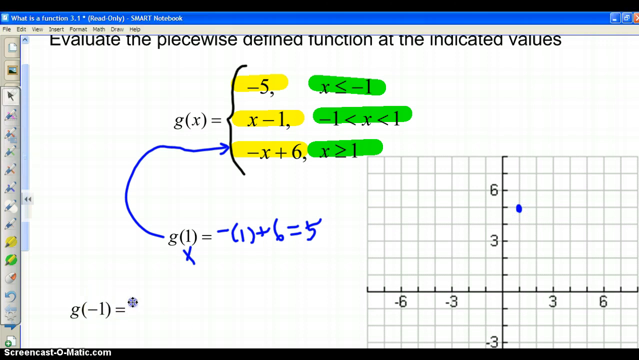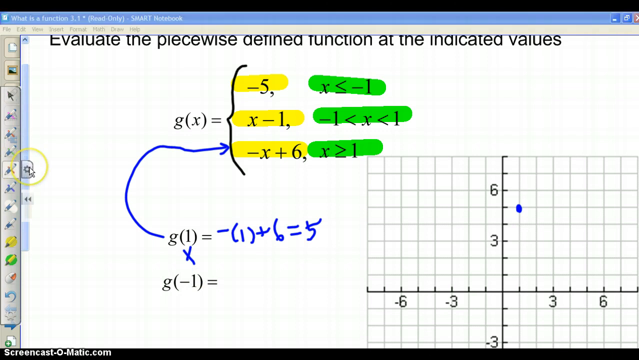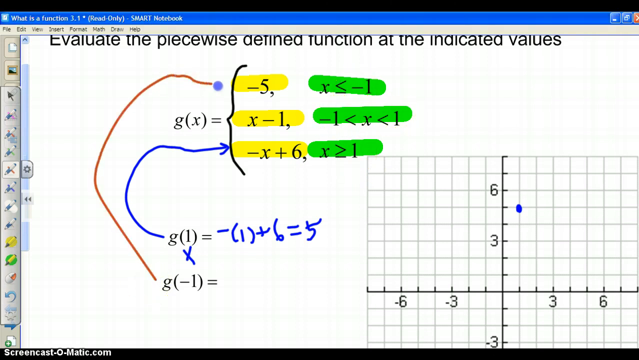Okay, let's go ahead and plug this one in. So g of negative 1. You've got to look up here and see, where does negative 1 fit into these domains? Well, negative 1 is not bigger than 1. Negative 1 is not in between negative 1 and 1, so it does fit into this one. So I'm going to plug this one into the first piece, or the first function here.